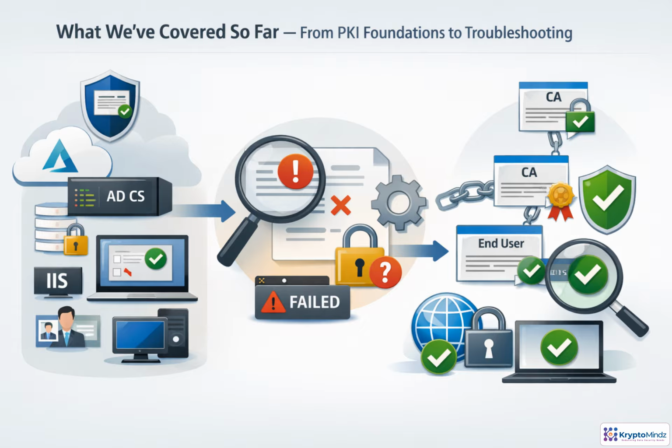So far, you've designed a PKI, deployed ADCS in Azure, issued real certificates, and wired them into IIS, RDP, users, and computers. You've also fixed enrollment failures. Now we're moving to the next layer. Can clients actually build a valid chain, check revocation, and trust your PKI in production?